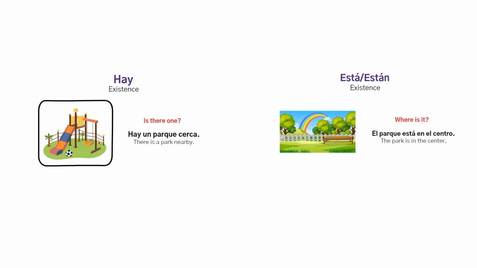This difference in behavior actually helps you remember which to use. If you're not tracking a specific thing, if you're just announcing that something exists somewhere in the world, you use the word that doesn't care about number, hay. If you're pinpointing where a specific known thing is, you use the word that agrees with that thing, está or están.